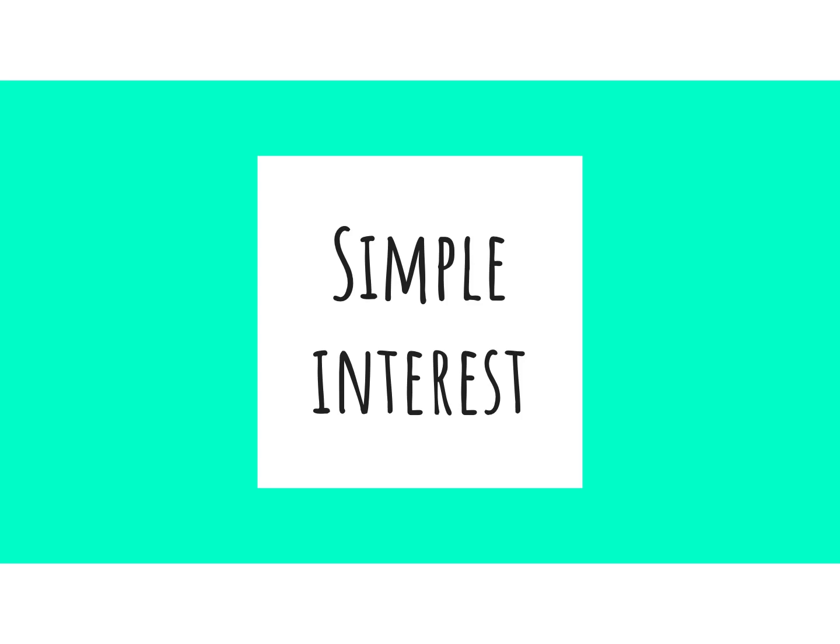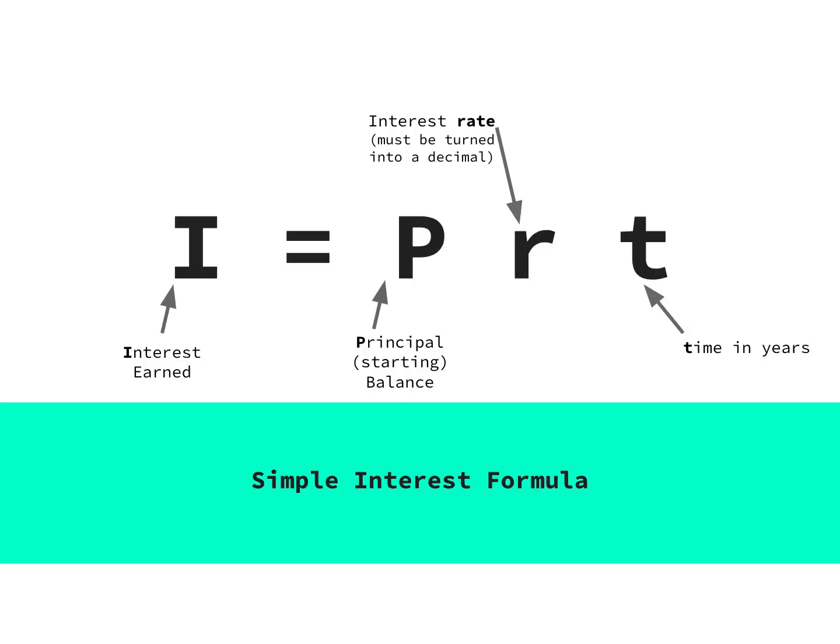In this video, we're going to talk about calculating simple interest and account balances. The formula for simple interest is I, interest earned, equals P, principal or starting balance, times the interest rate as a decimal times time in years.